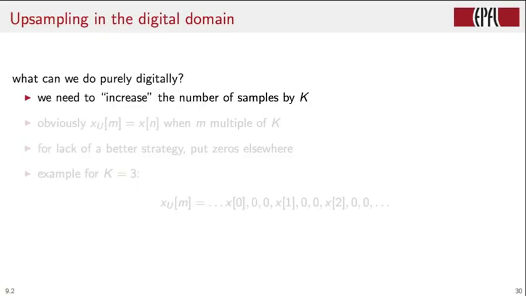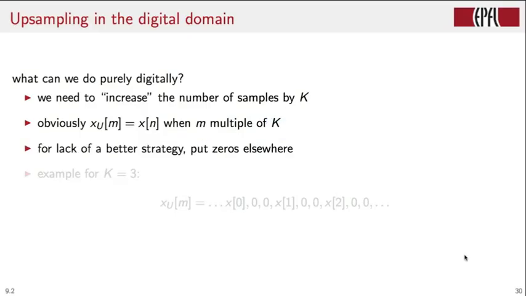Can we do this completely in the digital domain? Well, the idea is that we need to increase the number of samples by a factor K, and obviously the samples in the upsampled sequence will have to coincide with the original values when the index of the upsampled sequence is a multiple of K. There are several reasons why this is so, but probably the most intuitive one is that if we then discard the extra samples, we should be able to obtain the original sequence again.